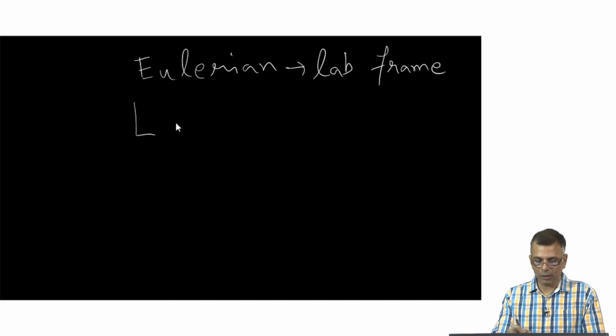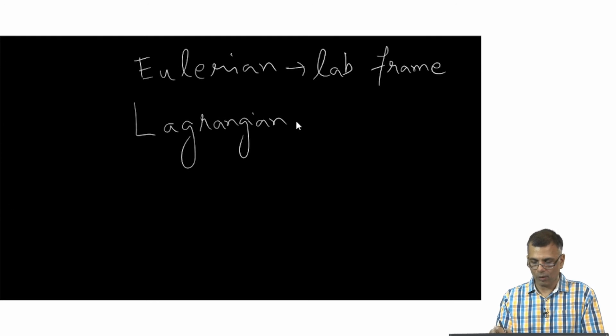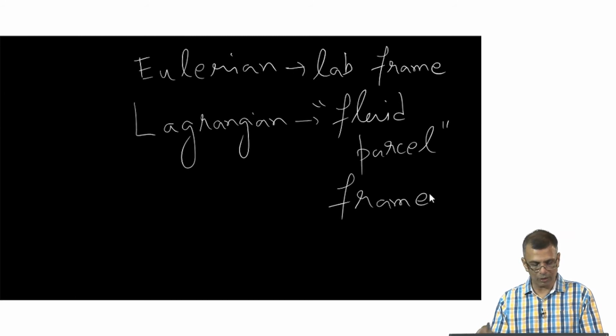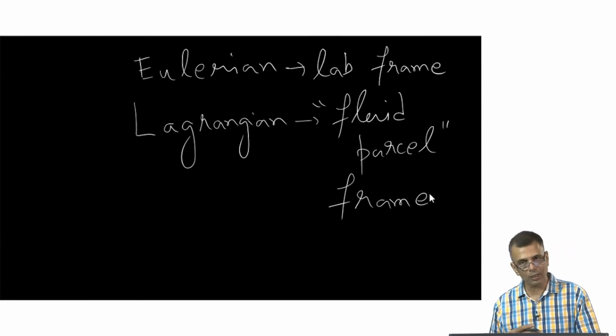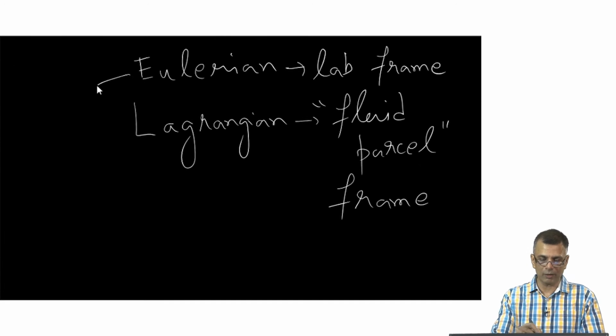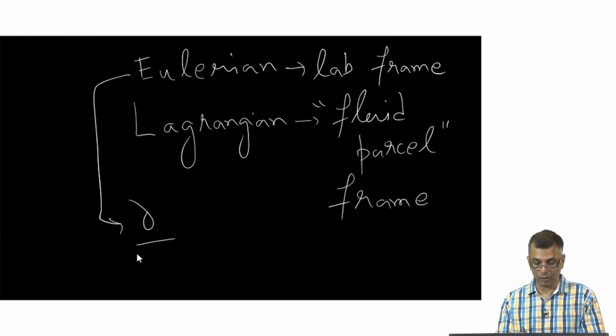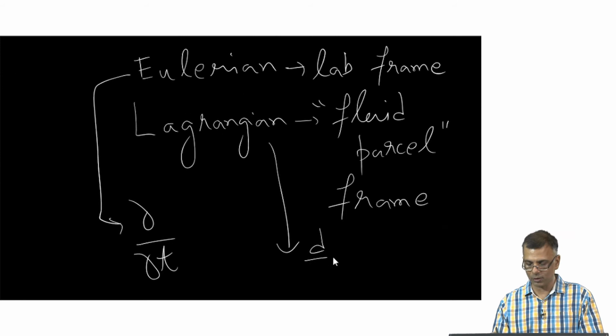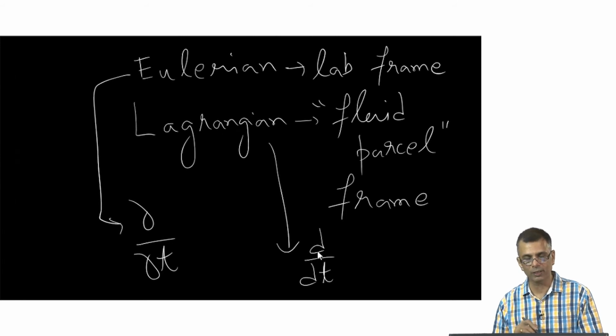And we had the Lagrangian description, which is in some sense the fluid parcel frame, so to speak. In other words, it's the flow of the fluid as seen by an observer sitting on top of a fluid parcel. And the time derivative in this kind of description was exclusively denoted by d over dt, whereas in the Eulerian description the time derivative was denoted with these regular straight d's, right?